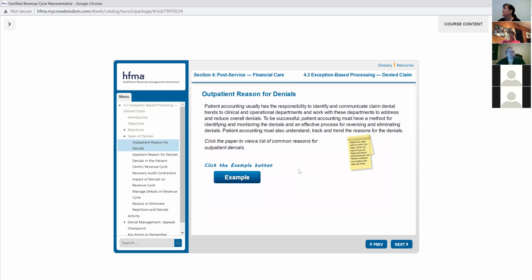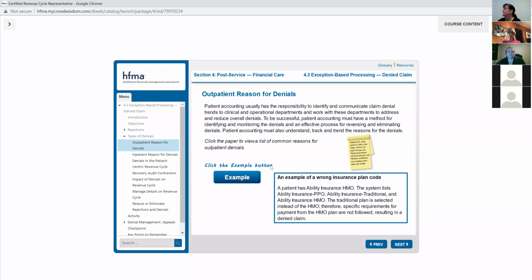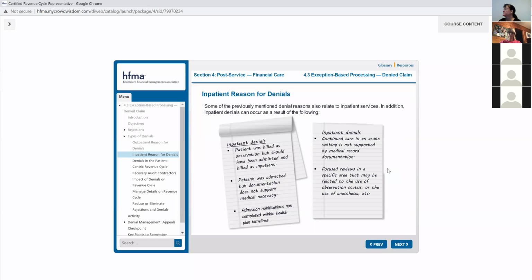And then here's the same for your inpatient. Some of the previously mentioned denial reasons also relate to inpatient services. So in addition, inpatient denials can occur. So here are your inpatient denials. A lot of what we see is like the first one, it was billed as observation, but should have been admitted and billed as an inpatient, not medically necessary, admission notifications not completed, etc.